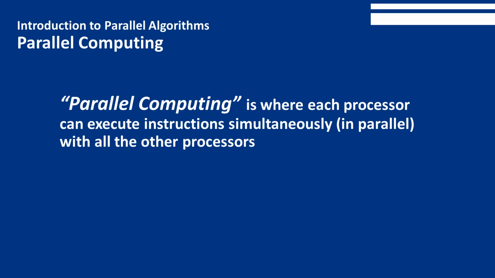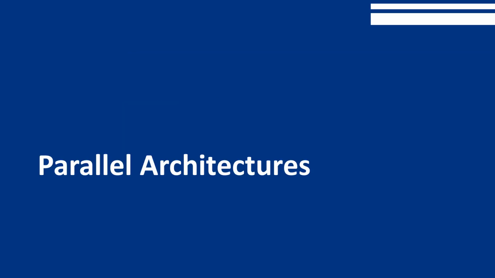Parallel computing is where each processor can execute instructions simultaneously, in parallel, with all the other processors. The cost of processors has decreased dramatically over the past 3 decades. There are many applications that can benefit significantly from parallel computations. Let's go more into detail. We'll start with parallel architectures.